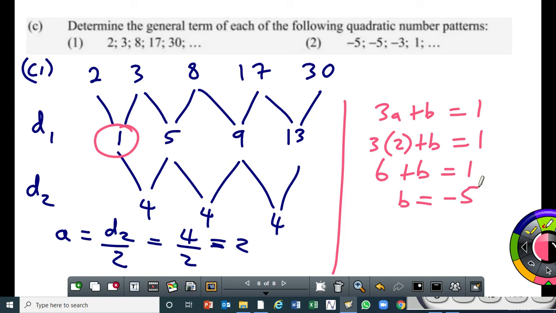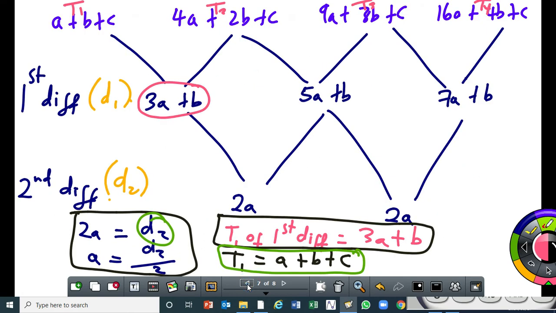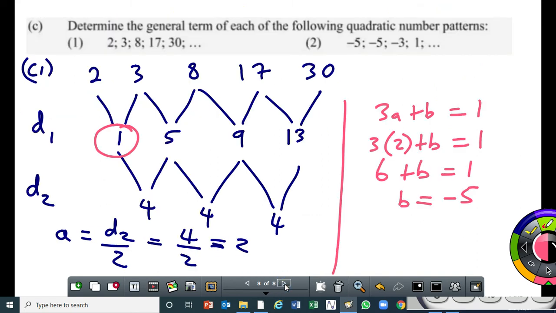Okay, look. I want you to look carefully. Remember, these are our first differences. This is the first term of the first differences. So the first differences are these, but the first term of the first differences is 1. This is equivalent to 3A plus B.